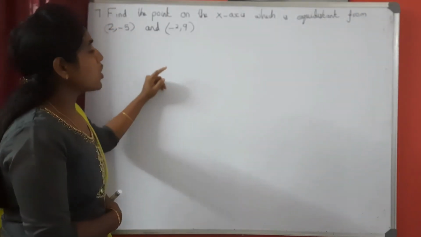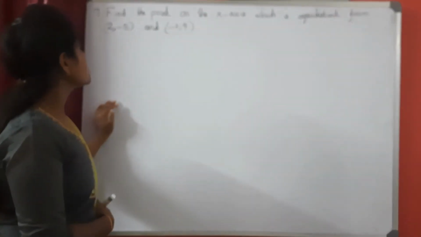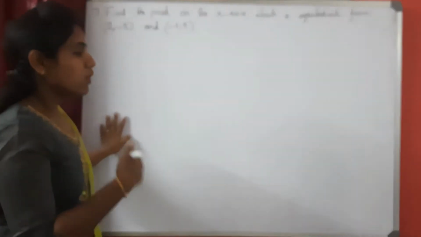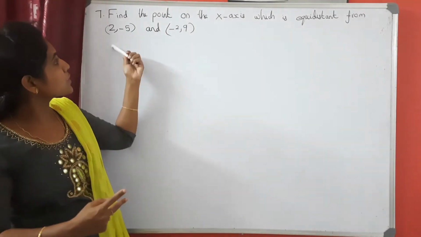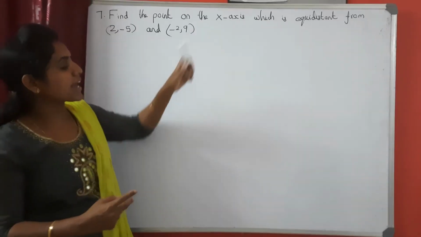And 7th question. Find a point on the x-axis which is equidistant from (2, -5) and (-2, 9). Okay, what are they given? Try to understand the question. They are given 2 points and they are saying the point on the x-axis is equidistant from these 2 points.